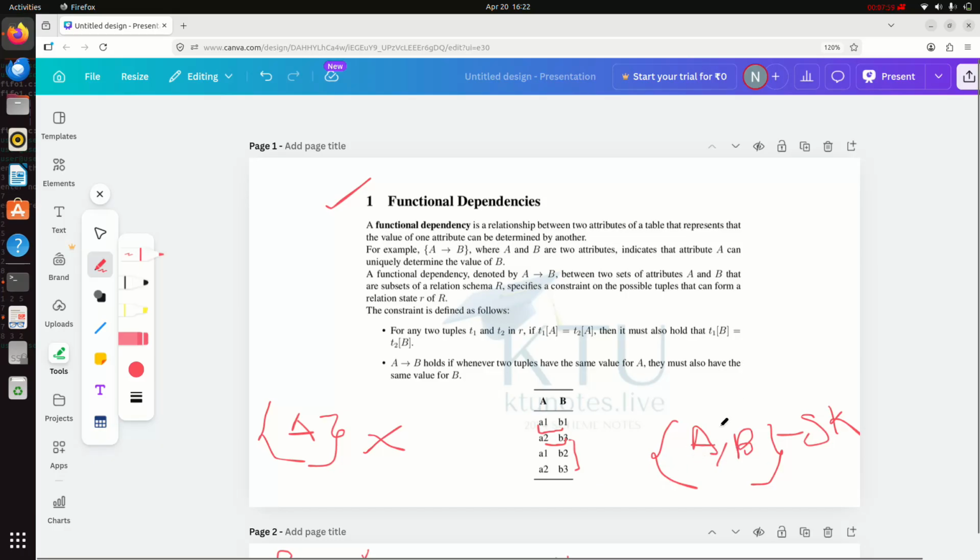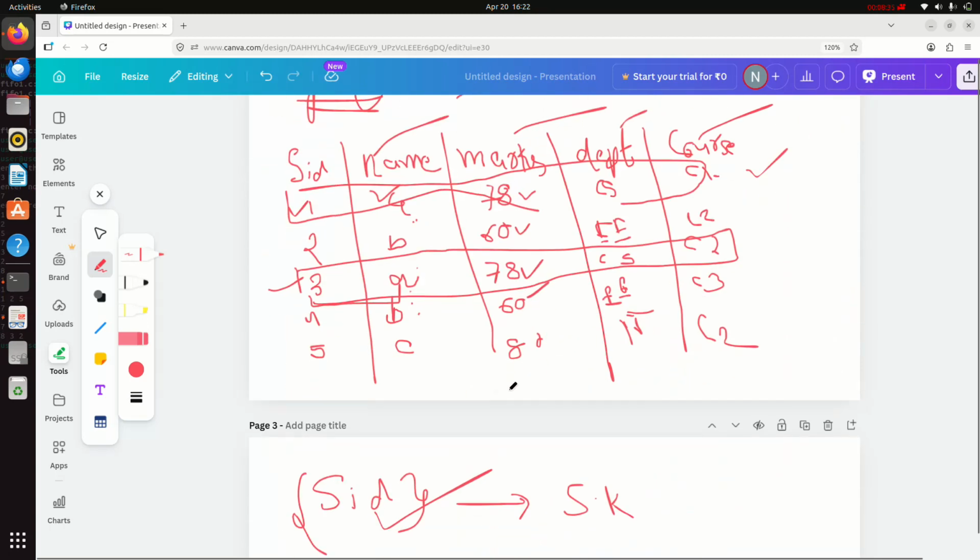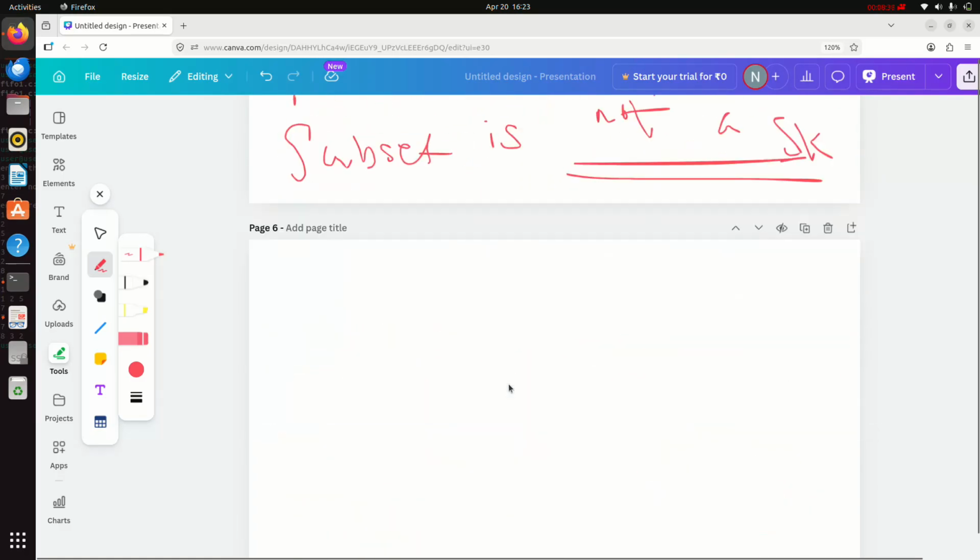Now, what are A comma B's proper subsets? A is a proper subset of A comma B. B is a proper subset of A comma B, but AB itself cannot be taken, because then it becomes the subset itself. Proper subset means we cannot include the complete set. So here A and B are the proper subsets of this super key. Now check if A and B are super keys. A is not a super key in this relationship, and B is not a super key in this relationship. So this A comma B can be a candidate key. If you don't understand, let's consider one example.